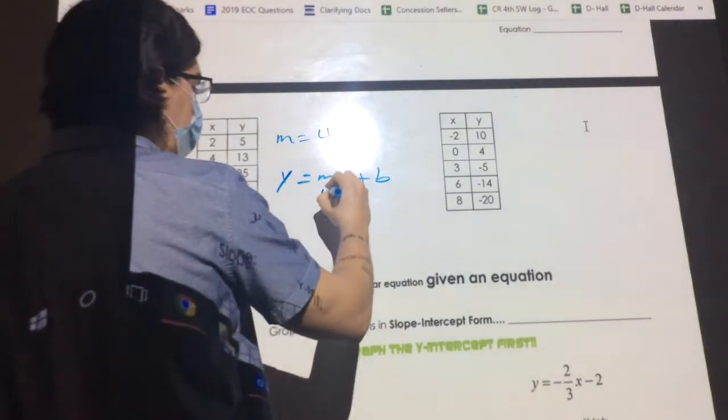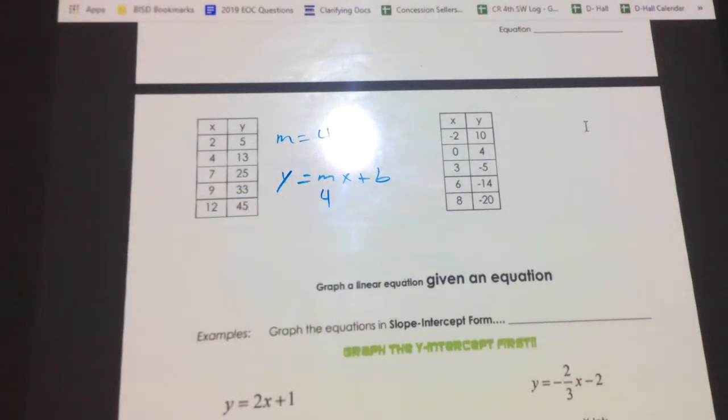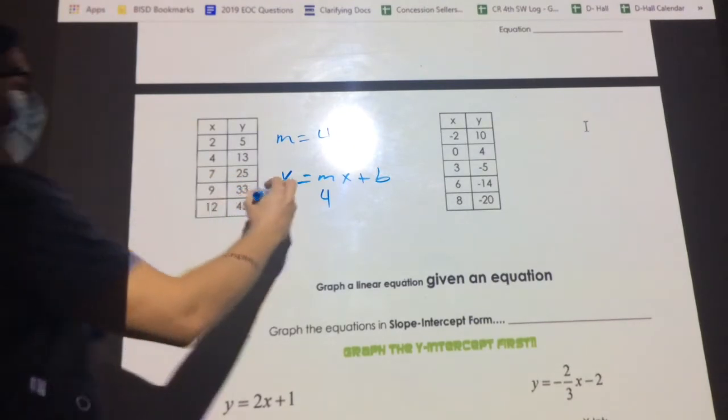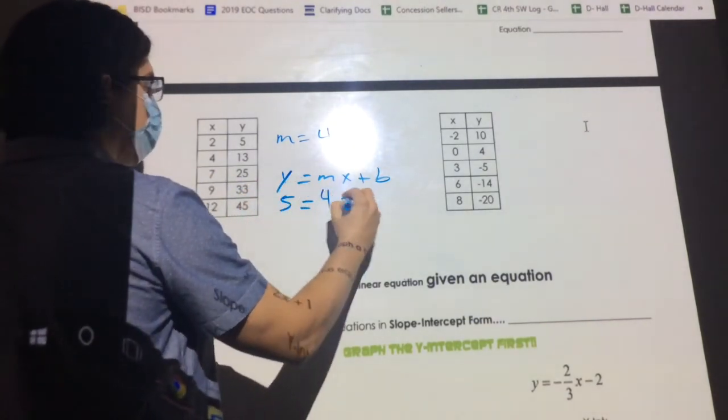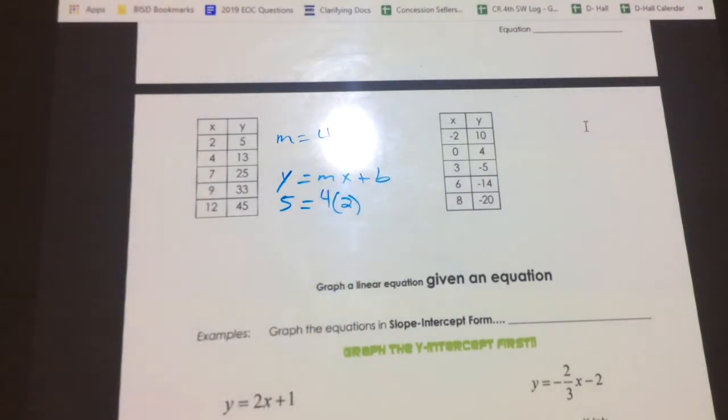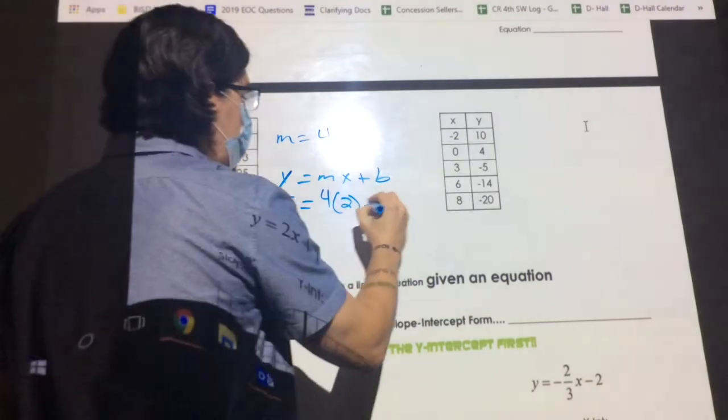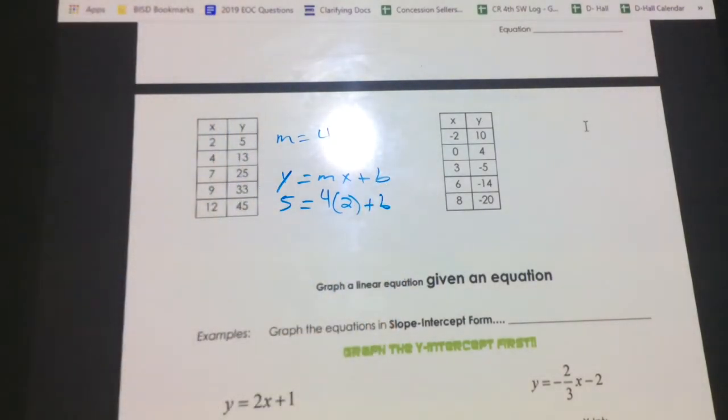So I'm going to plug in a 4 here. Do I have a y and an x value? Yeah, guys, you have 5 of them. You can pick them. I don't care which one you pick. So I'm going to plug them in. 5 equals 4 times 2, but do I have a b value? No. So guess what? You just solve for b. It's just an equation now.